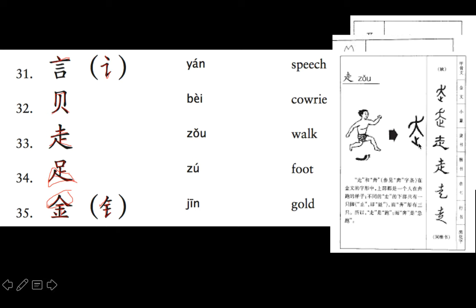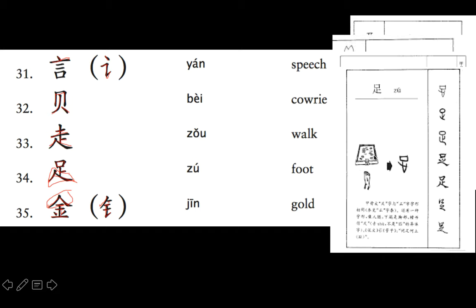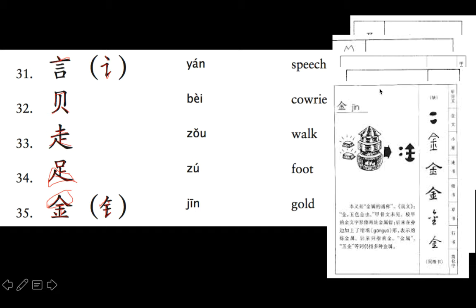足. 足. So 足 is... You can remember this as a hat. And this is the person walking. Okay. This is a hat. This is a person, right? This is a 人 and walking. Person uses to walk.